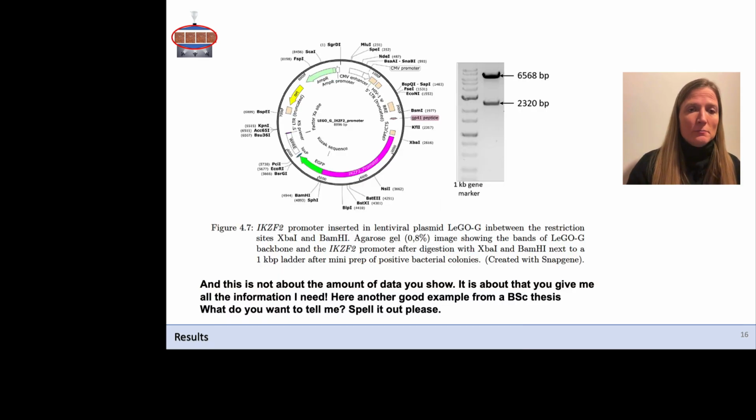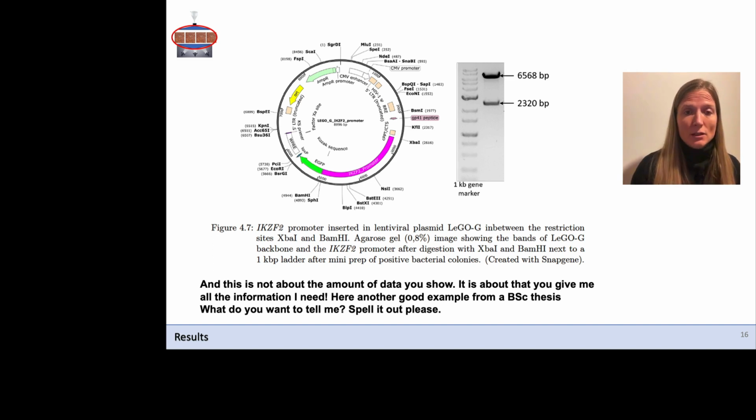Okay. And you may think that this is about the wealth of data being in the subfigures. No, it's not. You can also explain very well if you choose to do single panel figures. Here's one example that I also liked.